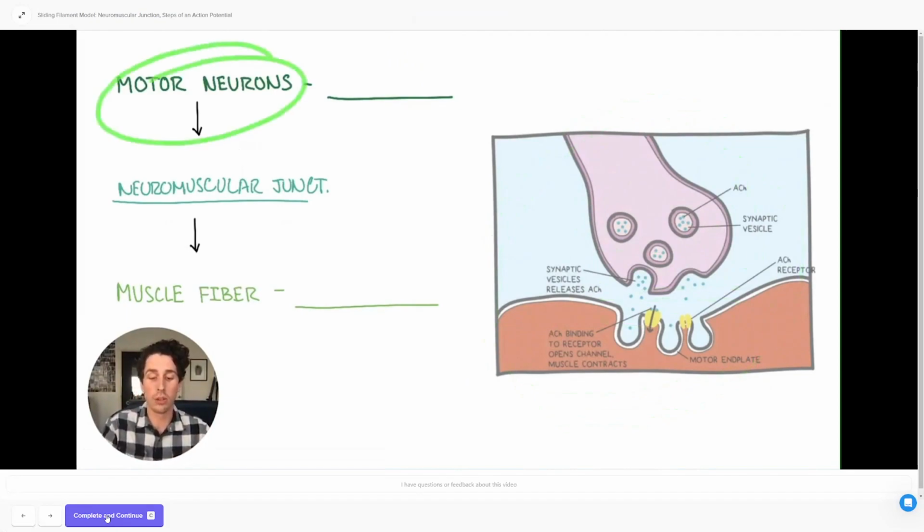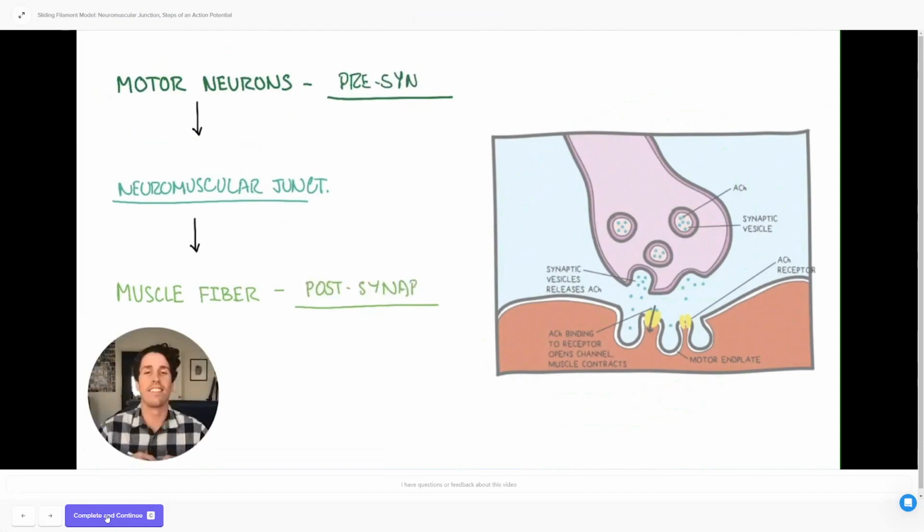The motor neurons are going to be known as presynaptic, so that's going to be presynaptic right there. And then the muscle fiber is going to be after that synapse, and so this is going to be postsynaptic. And so that's going to be the most basic kind of breakdown of the neuromuscular junction right here. It's just that space between the motor neuron and the muscle fiber, and that's where all the magic happens that leads to muscle contraction.